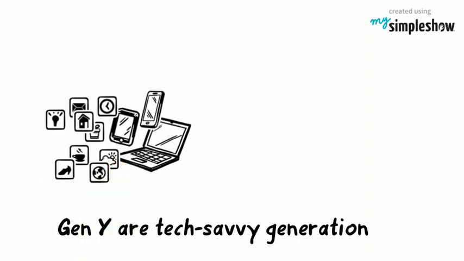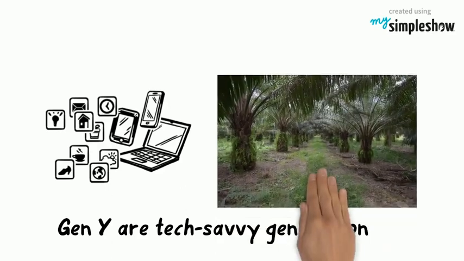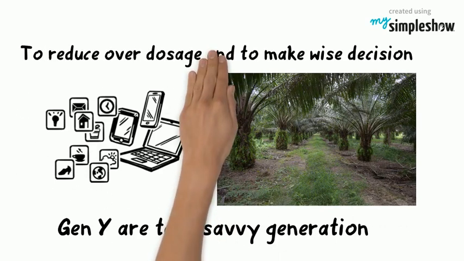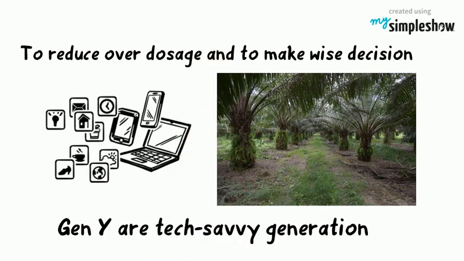New millennial generation are tech-savvy generation. These planters like to use technology to make their life easier. With bigger coverage area to be supervised, using tools such as apps, sensors technology, will make supervision quick and wise decisions can be done quickly.